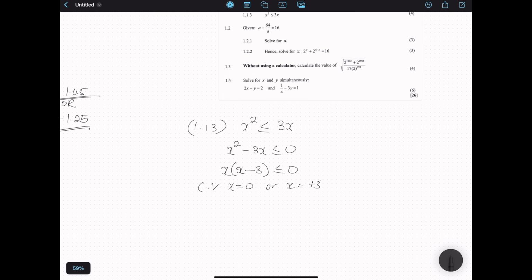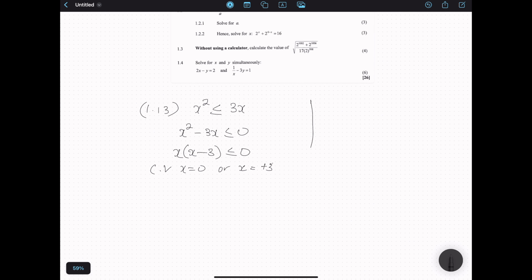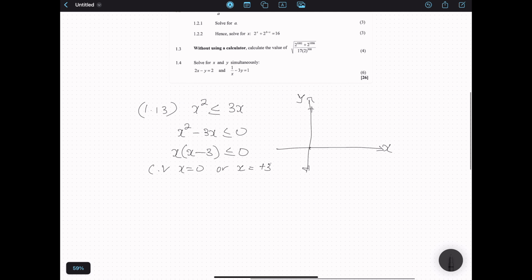So this question, I like to draw a graph. I like to draw a graph where we have y, we have x, right? We know that this is positive y, this is negative y. In this case, we are saying it's negative. So this is a positive graph. Obviously, it's facing up. We have 0 and we have 3. So it's going to be something like this, right?